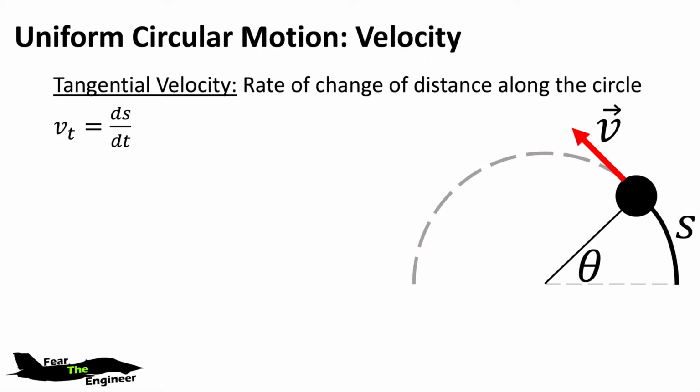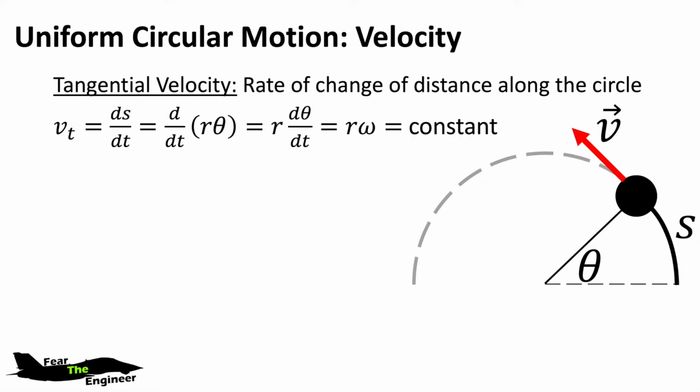Let's take the derivative. We know that s equals r times theta. R is a constant, so the derivative is just r times the derivative of theta. The derivative of theta is omega, the angular velocity, so the tangential velocity equals r times omega. Since we have uniform motion, omega is constant, so the tangential velocity is constant too. To use this formula, make sure you have omega in radians per second.